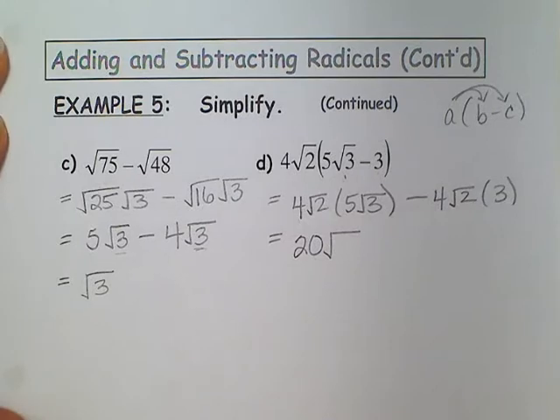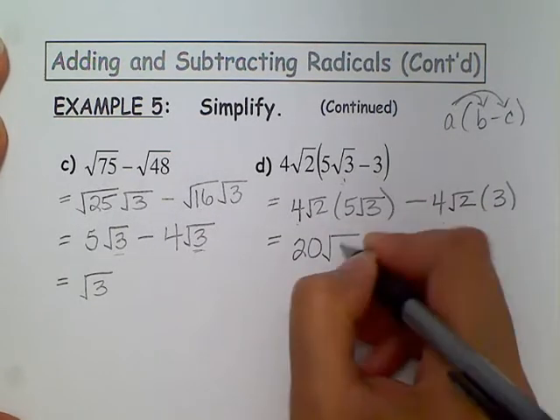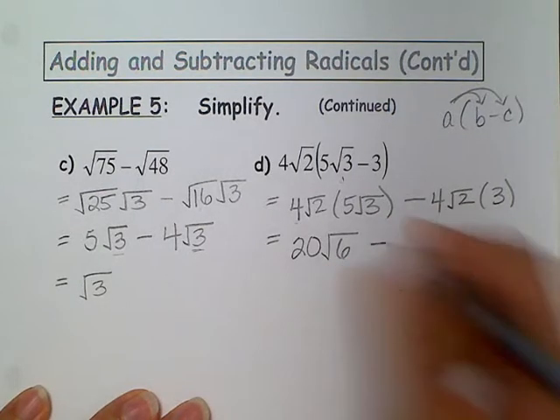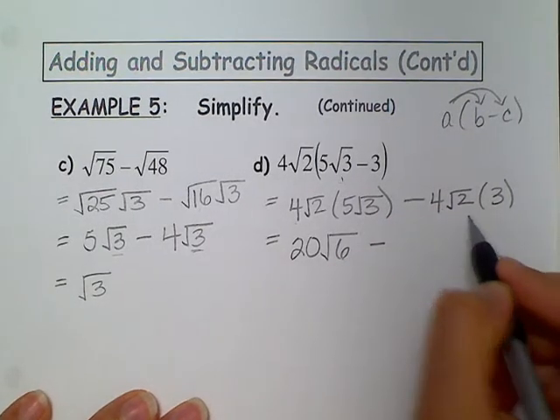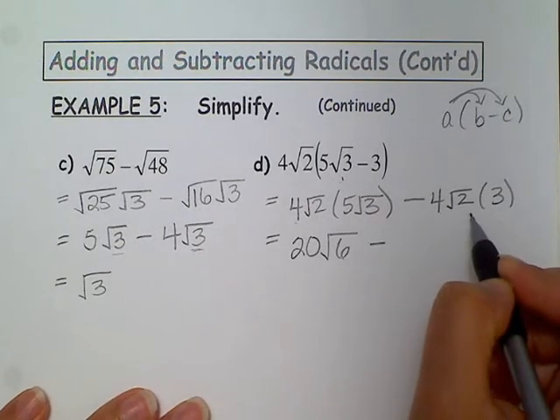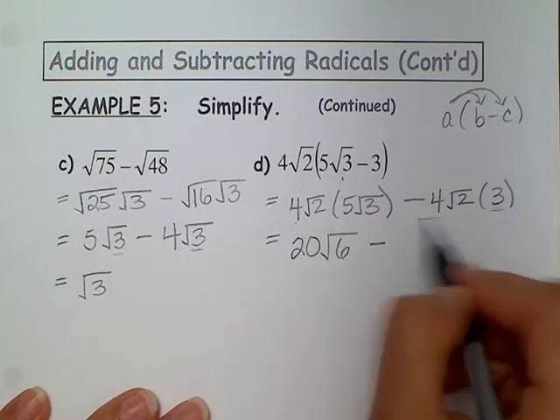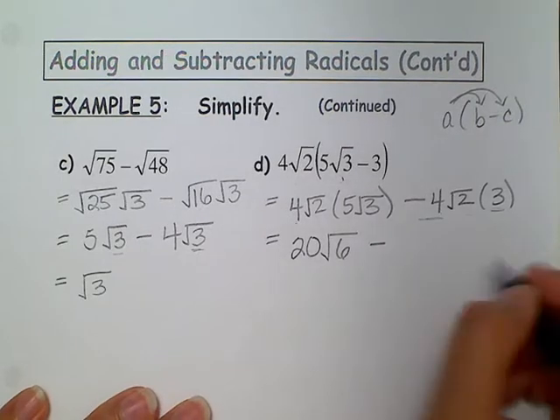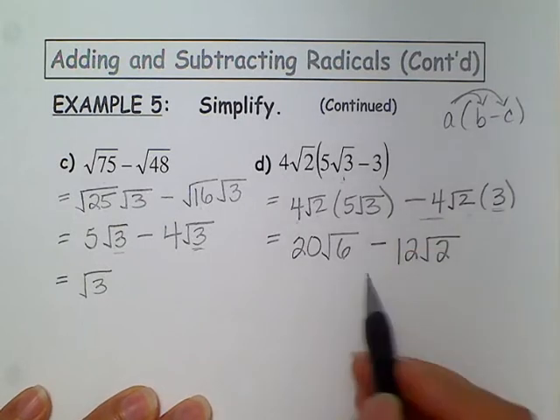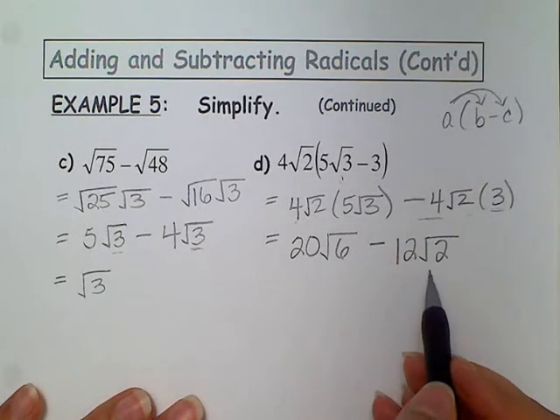So 4 times 5 gives me 20. And then I can look at the radical part. 2 times 3 gives me 6. So I get 20 times the square root of 6. Minus, here I have 4 times the square root of 2 times 3. Again, I only have one radical part here. I can't combine it with anything. But the coefficient parts I can combine to get negative 4 times 3, which is 12. And then the square root of 2 stays the way it is.